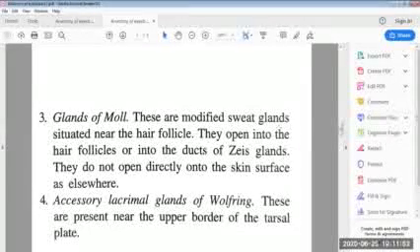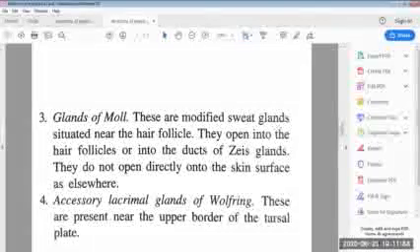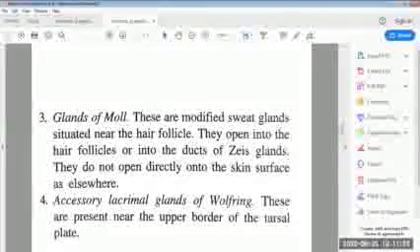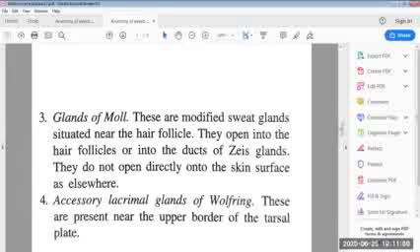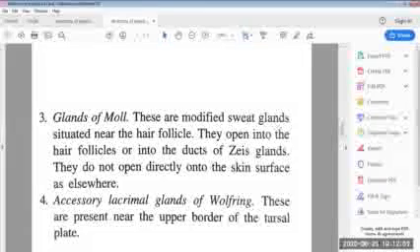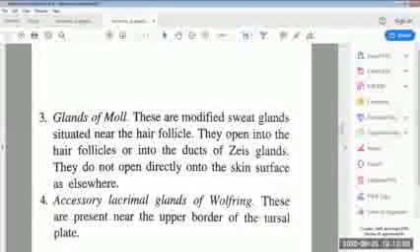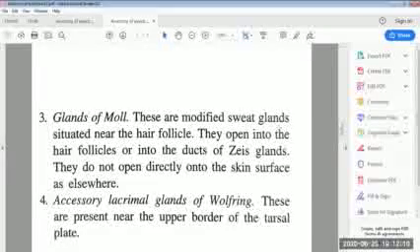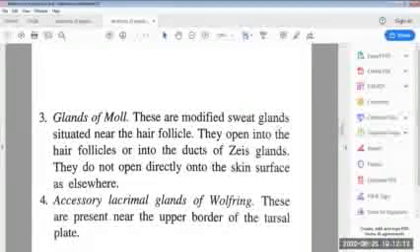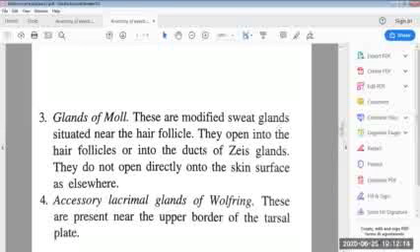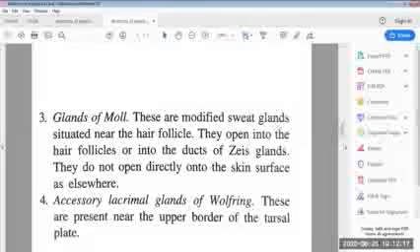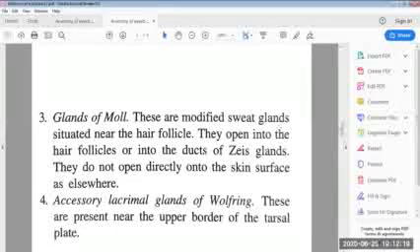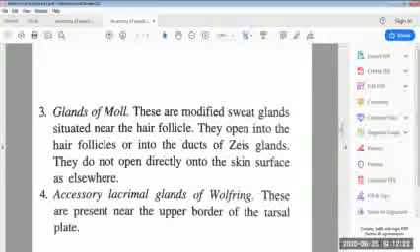The glands of Moll open into the root of the hair follicle, and they open into the hair follicles or into the ducts of Zeiss gland. They do not open directly into the skin surface as elsewhere. They will open into the hair follicle or the Zeiss gland duct. So next is the accessory lacrimal glands of Wolfring.